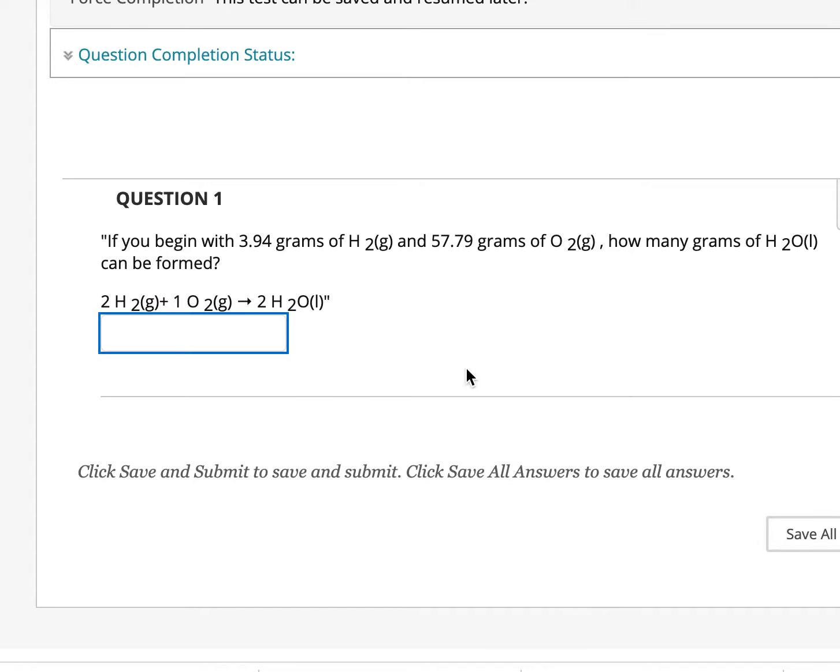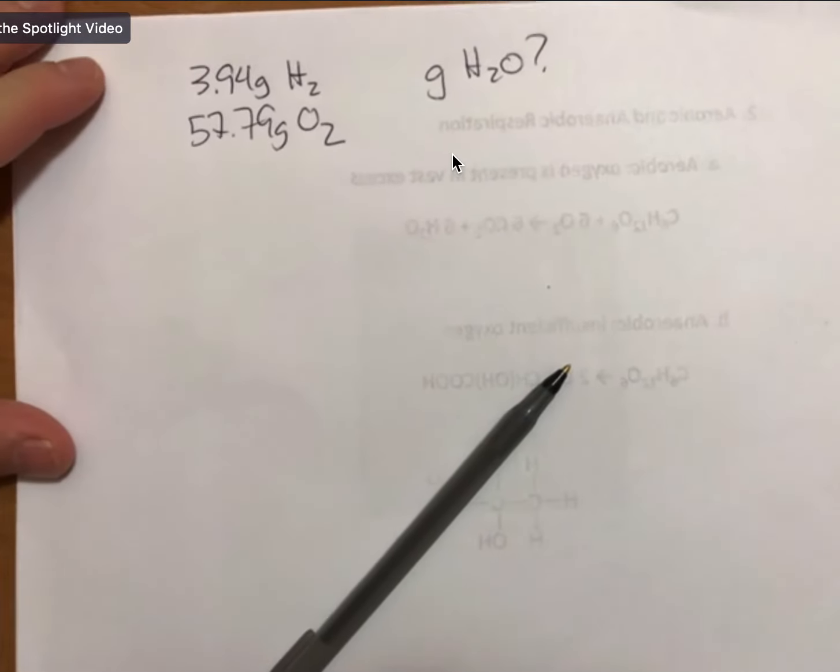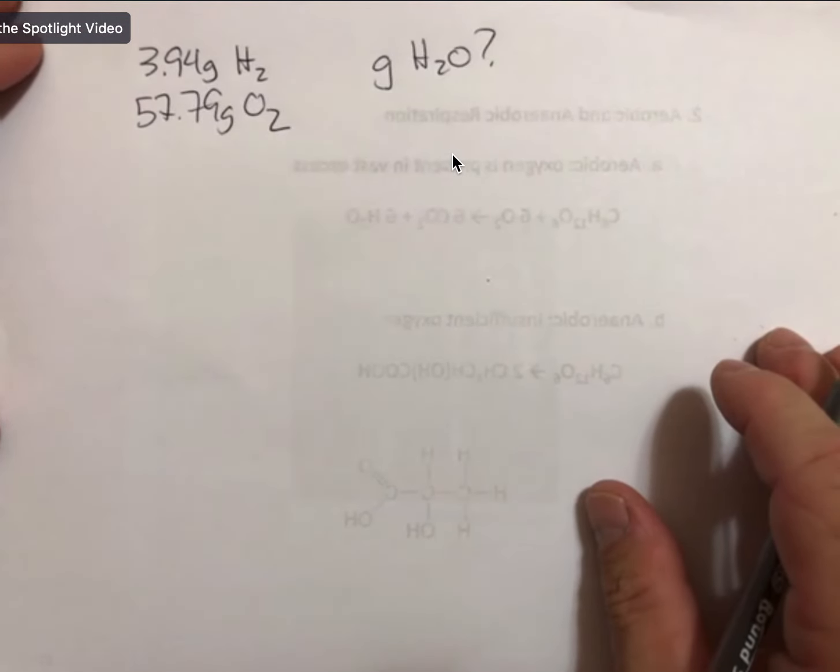Okay, so if you begin with 3.94 grams of hydrogen and 57.79 grams of oxygen, where oxygen is the name of O2, how many grams of H2O can be formed? Now, this is a limiting reactant problem. That's what LR stands for.